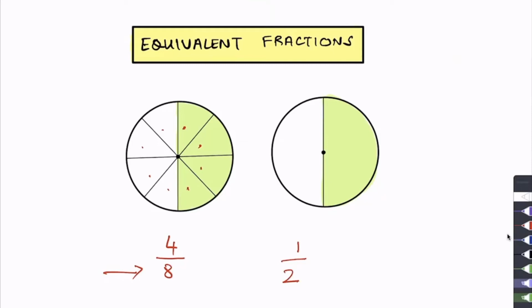And we know that the green circles are identical because the circles are exactly the same size. So both the green pieces are exactly the same. So 4/8 is equal to a half. And that's what we call equivalent fractions.